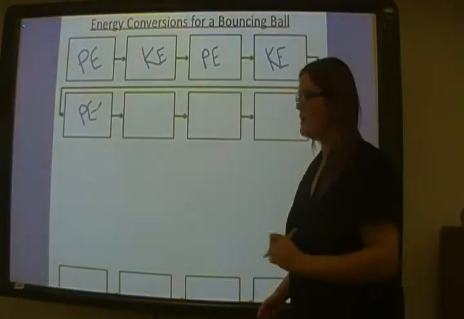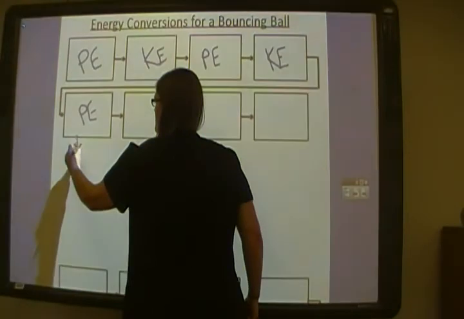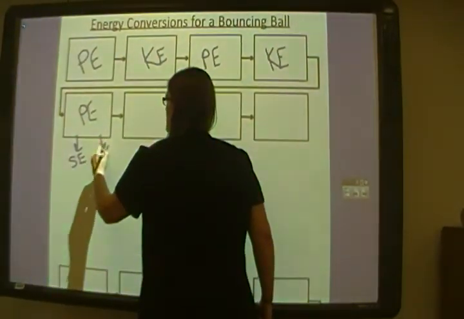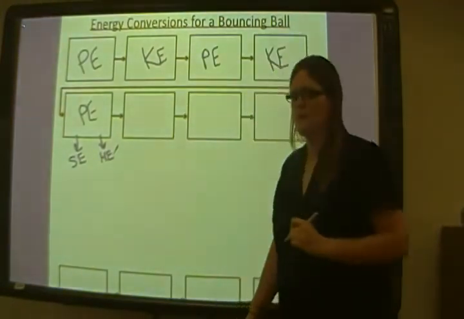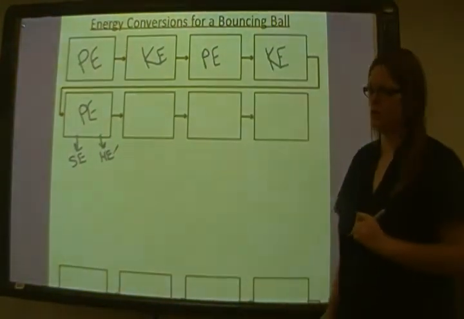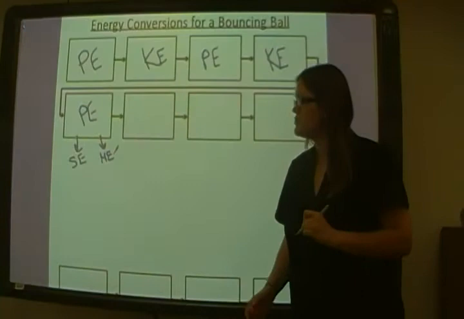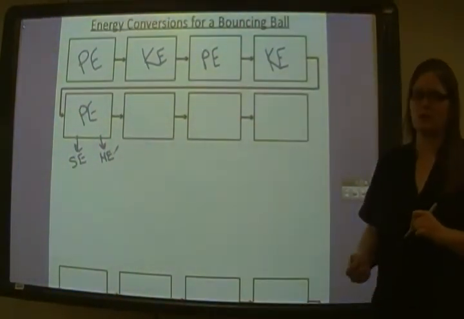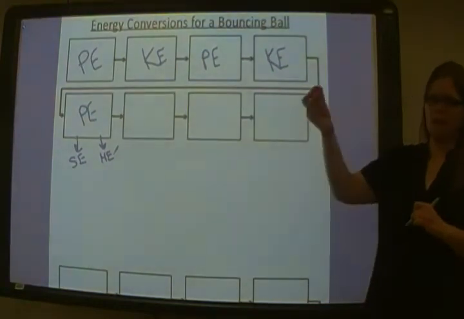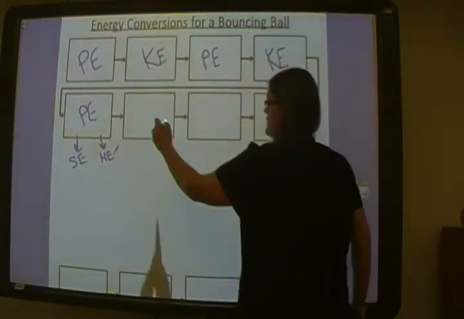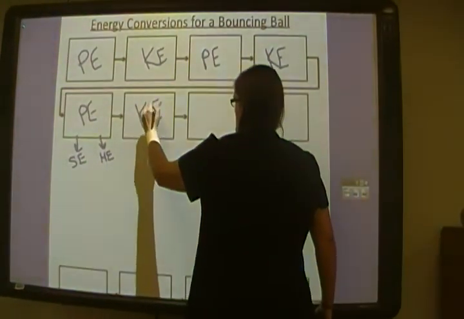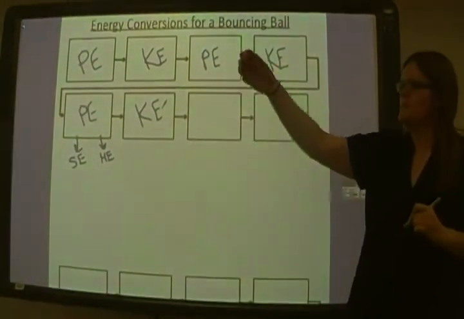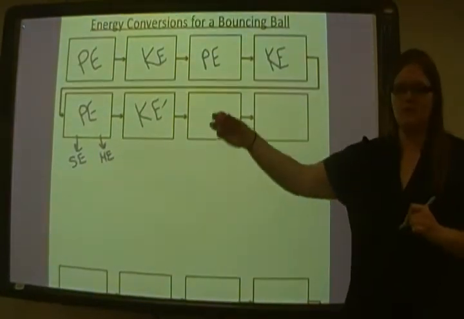But we can hear the sound energy. And we also know that through friction, there will also be heat energy converted. Now the sound energy and the heat energy do not go back and convert into kinetic energy for the ball to move back up. Only the potential energy is able to convert back to the kinetic energy. This is why the ball does not bounce all the way up to the original height.